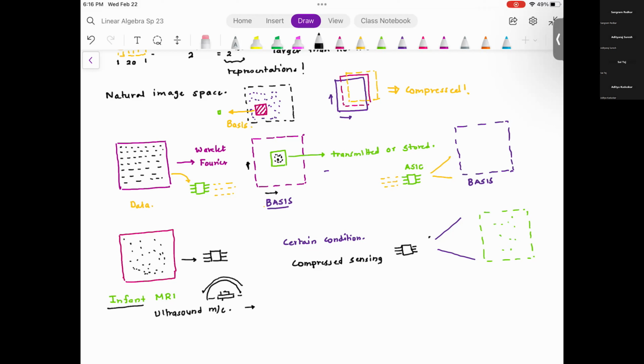Now, before we go to the aspects of compressed sensing and understand the theory behind it, I want to show you a simple example of how we actually look at the sparsity of image space. I'm going to show you the MATLAB script, and this code again is given in the textbook. So let me share my screen.